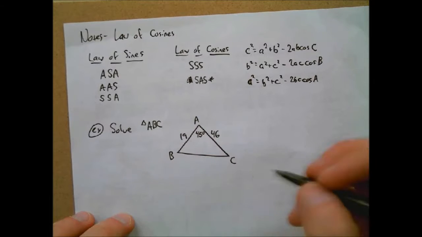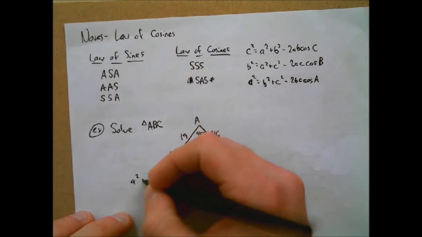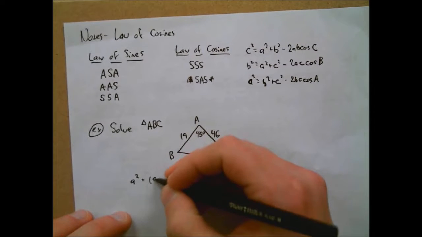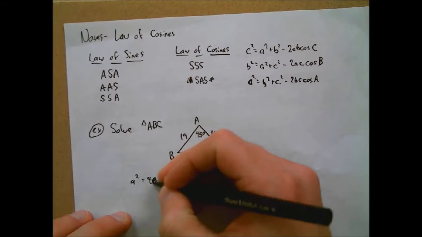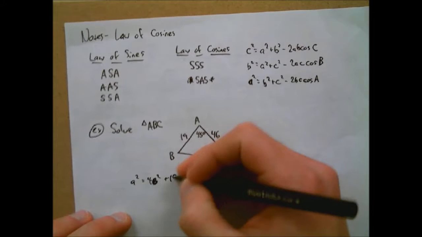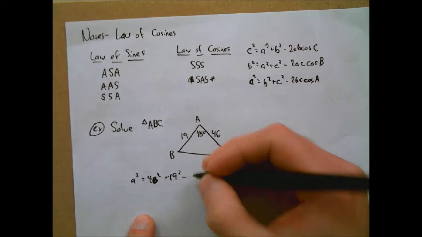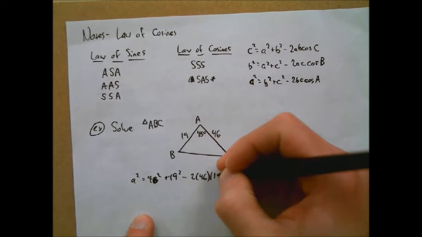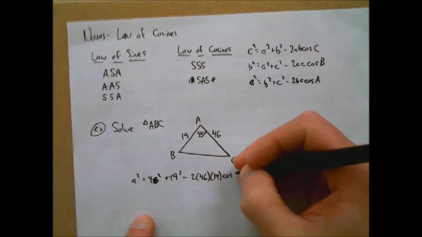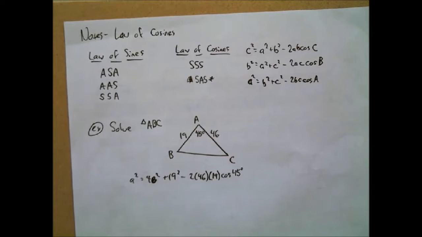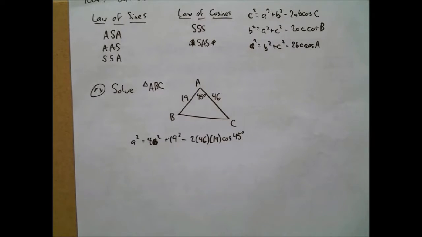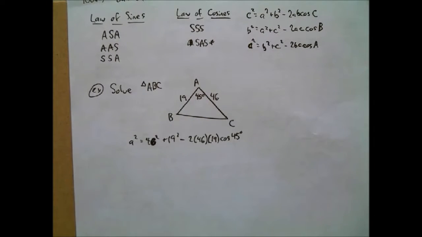We're going to have A squared, that's what we're solving for, equals 46 squared plus 19 squared. I'll get to that. Hang on. Let me just write it out here. Minus 2 times 46 times 19 cosine of 45 degrees. So there's our setup. I'm sorry, my 46 there is really hurting. But there it is. We're just plugging in B squared, C squared, and then minus 2BC cosine 45.